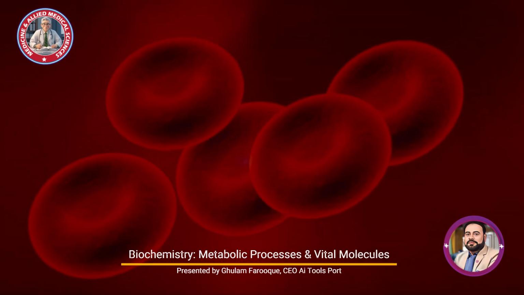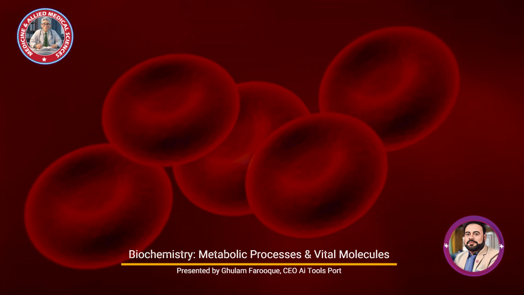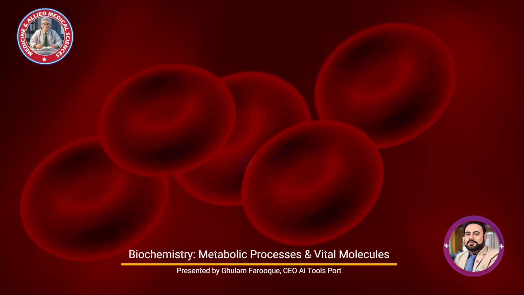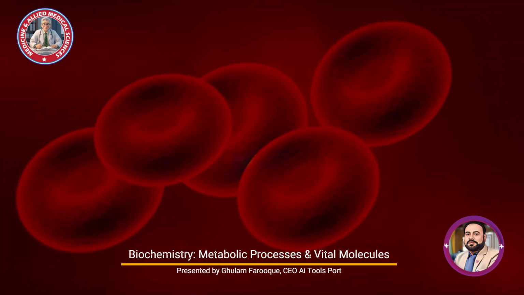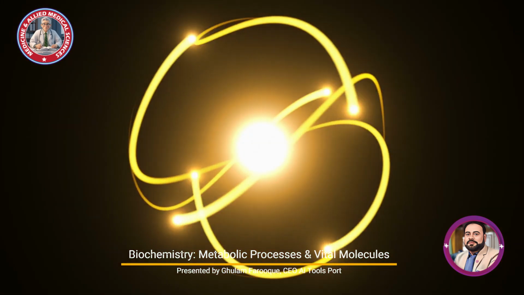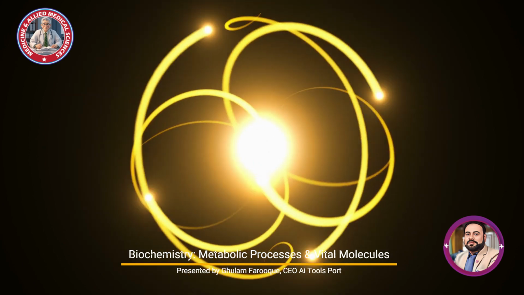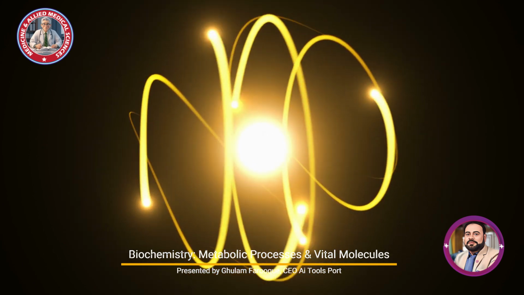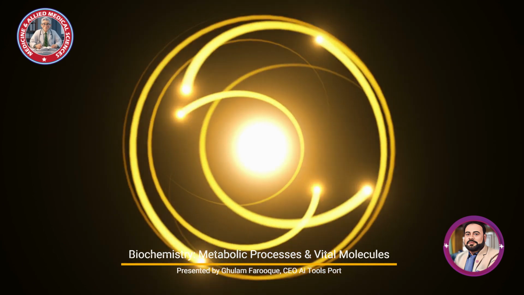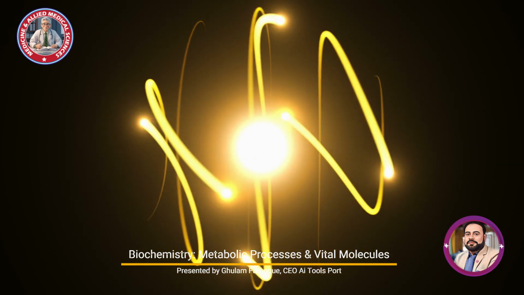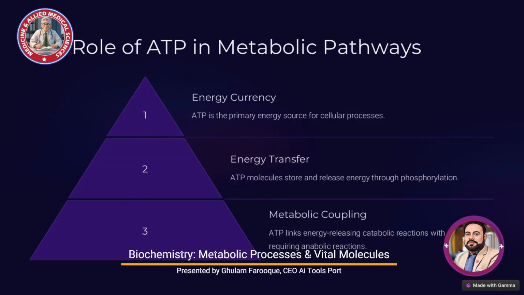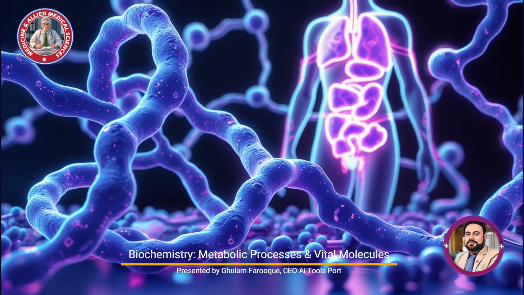1. ATP as the energy currency of the cell. ATP acts as the universal energy currency because it stores energy in high-energy phosphate bonds between its 3 phosphate groups. The hydrolysis of ATP into ADP, adenosine diphosphate, and inorganic phosphate, Pi, releases approximately 7.3 kilocalories per mole of energy, which fuels cellular activities. ATP is continuously regenerated through cellular respiration and other metabolic processes to sustain life.